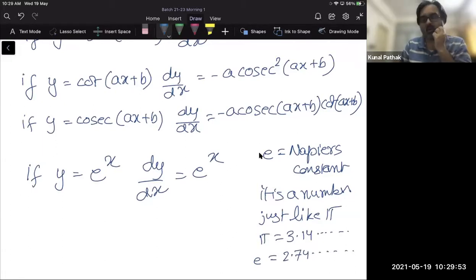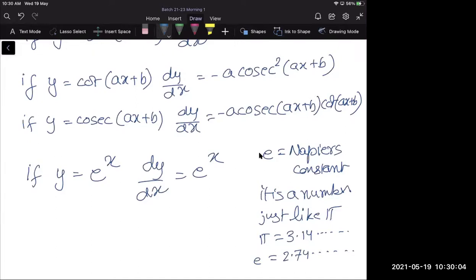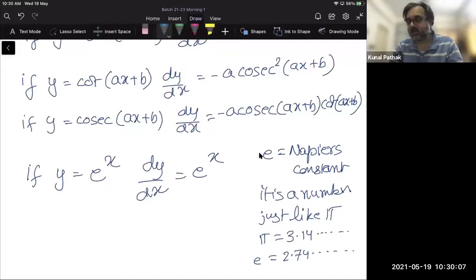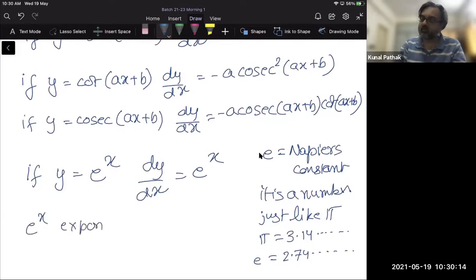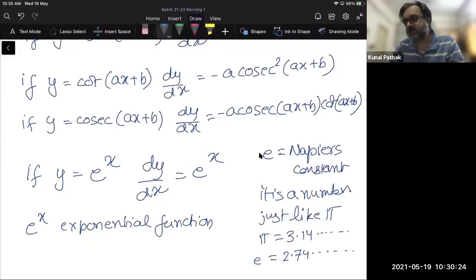Why does this number occur? Why does pi occur? Right. These are questions we will ask ourselves later on, and I will try to give you answers on this. But for the moment, e is a number, and e raised to the power x is called an exponential function. And the uniqueness of this exponential function is that the value of slope of the exponential function is equal to the exponential function itself.